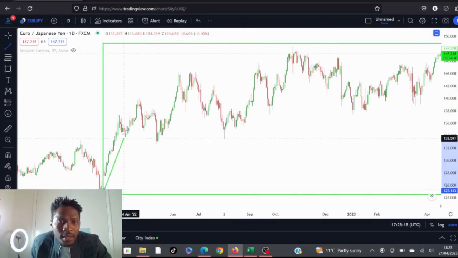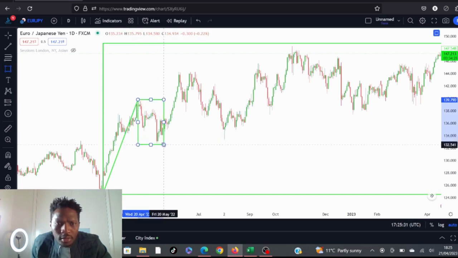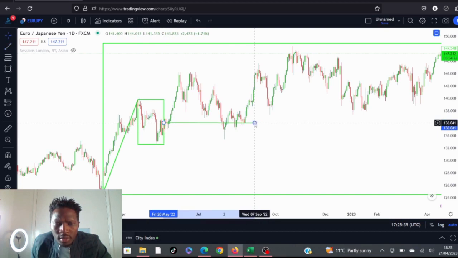We had an impulse leg here, followed by a correction, a pullback, and this pullback is a 1, 2, 3 contraction. Now if you know how to trade contraction and expansion, then you would put your box here and draw a line through the middle of the box. This would have presented you with a good trading opportunity and you would have made some money here.